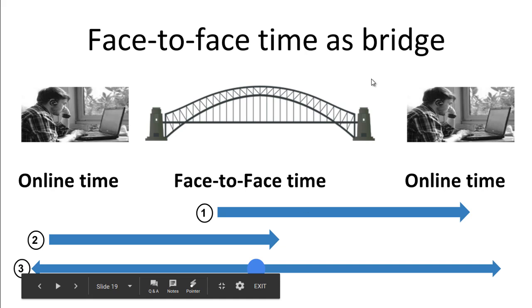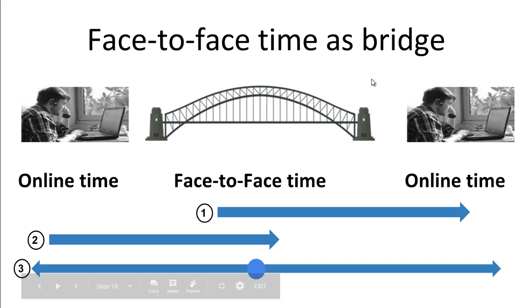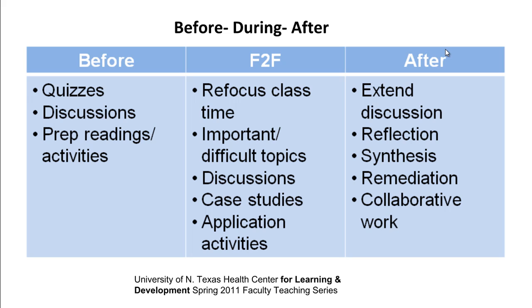If we think about face-to-face time as a bridge to the online time, that's one way to conceive of it. You could start, for example, an activity in the face-to-face environment and continue online. You could start a learning activity online and continue face-to-face, or in what we might call a traditional blended course, you could go from face-to-face to online, back to face-to-face, and so forth.